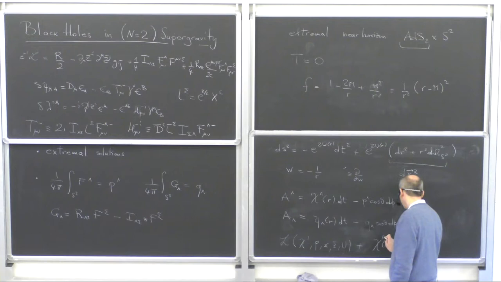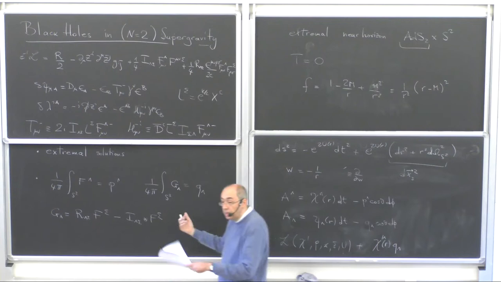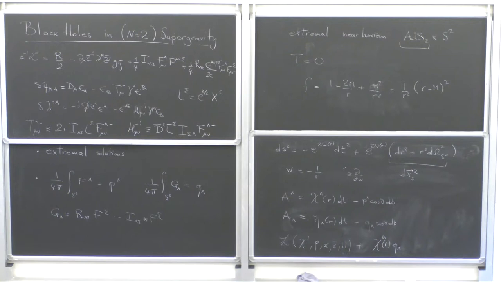Like this. This is clearly a total derivative in R. Obviously, the integration in theta and phi and t can be removed, no? You will have a volume factor, but I don't care about that volume factor because I'm saying everything depends only on the radial variable. So effectively, I have a one-dimensional problem.